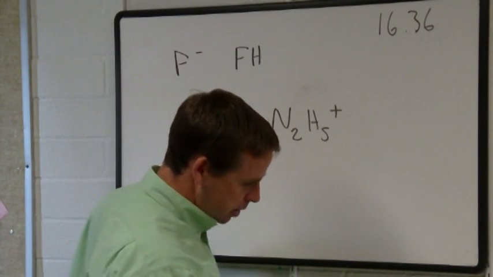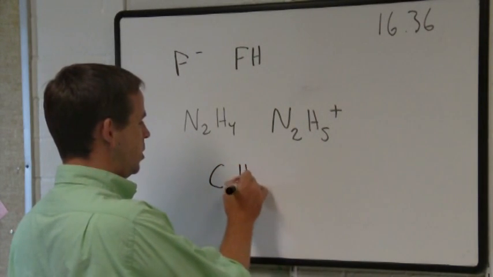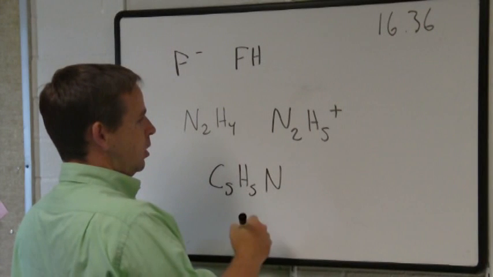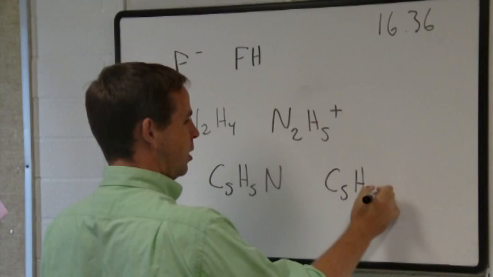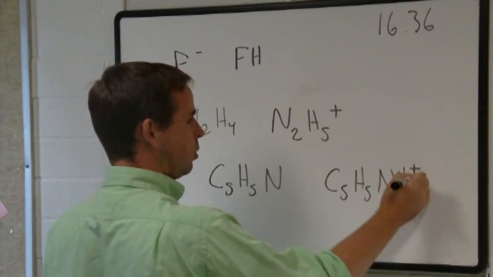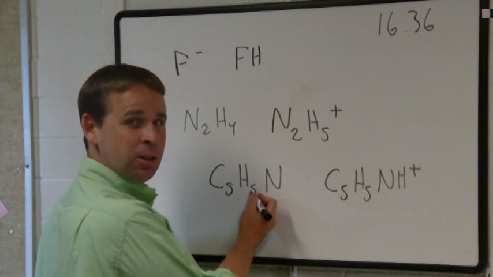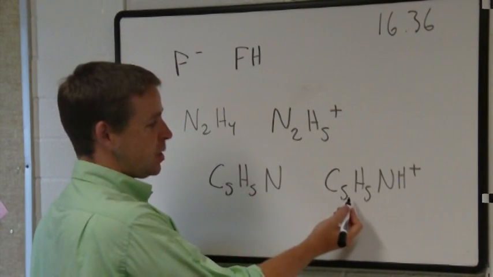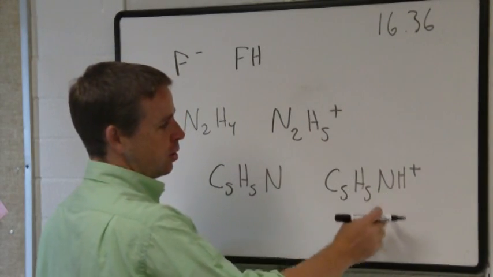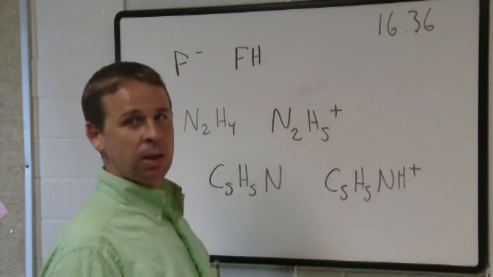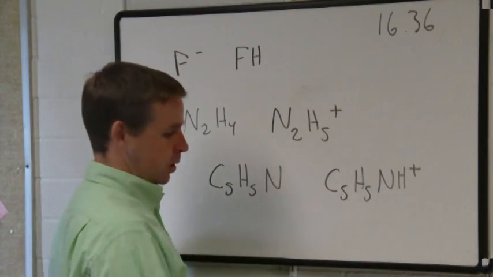C is C5H5N. The conjugate acid then is C5H5NH with a plus sign, okay? Now we could have written that with the hydrogen here, C5H6 with a plus sign, but that H there identifies that it's acidic. That proton is acidic when it comes on and off.